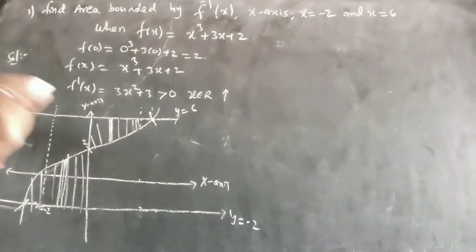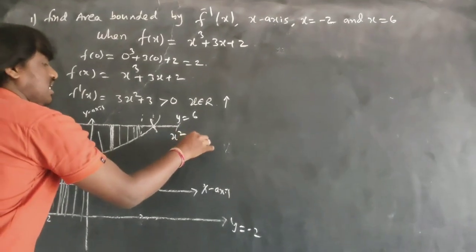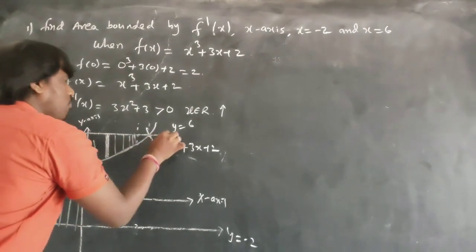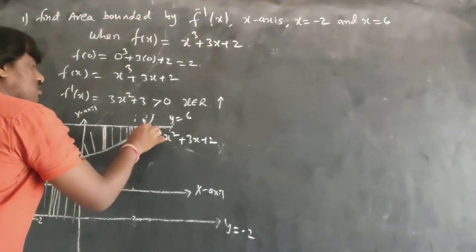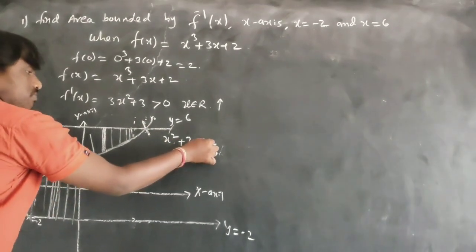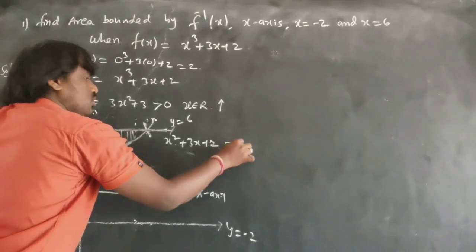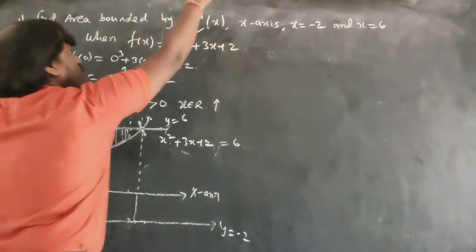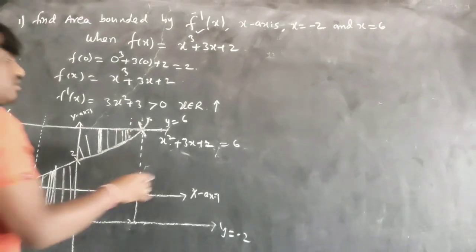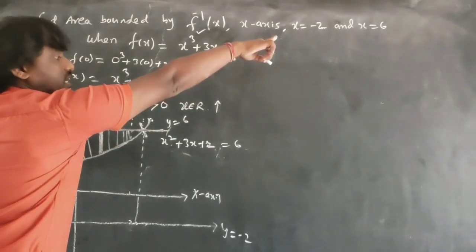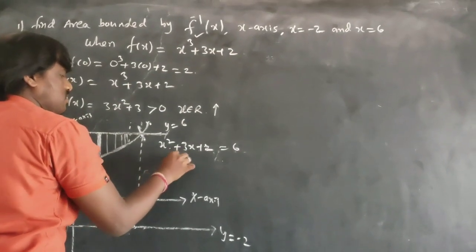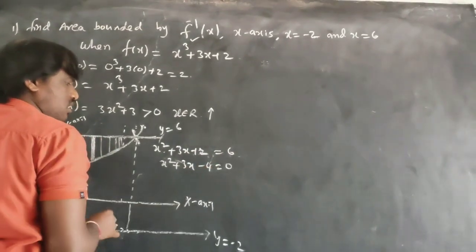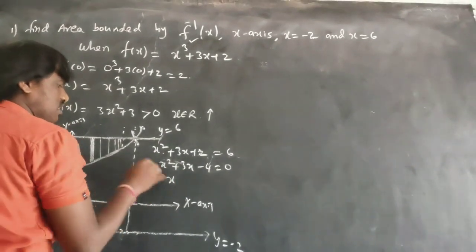So what I do here, the simple thing is, this is x square plus 3x plus 2. This is the curve, and this is the line. Both intersecting points I have to find. So the curve is x square plus 3x plus 2, and the line is 6. Substitute here and find the x intercept. Then you will get the area easily. So if I make this 6, because I am making it equal to 6 here, then I get x square plus 3x plus 2 minus 6, that is minus 4 is equal to 0, and find the answer.